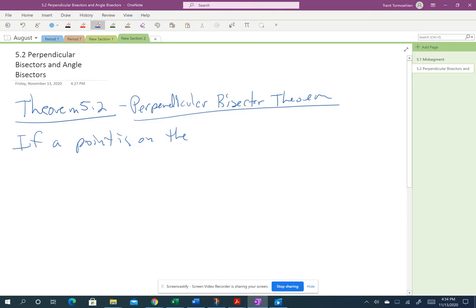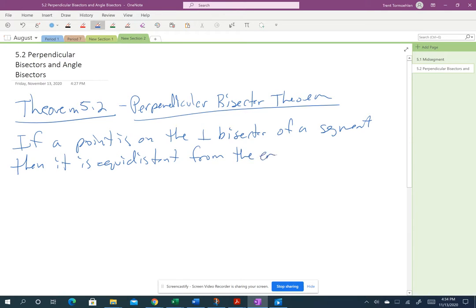If a point is on the perpendicular bisector of a segment, then it is equidistant from the endpoints of the segment. We're not going to go through and write a formal proof for this, but it's important for you to understand what the proof is and what it consists of. So let's take us through this theorem and look at a picture of it.